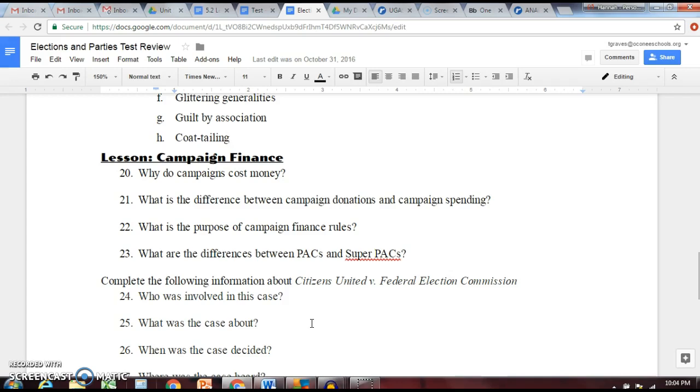Another difference is that the money that's donated to a PAC, that PAC can then give to the candidate. A super PAC cannot give any money directly to a candidate. They can actually have no contact with a candidate.